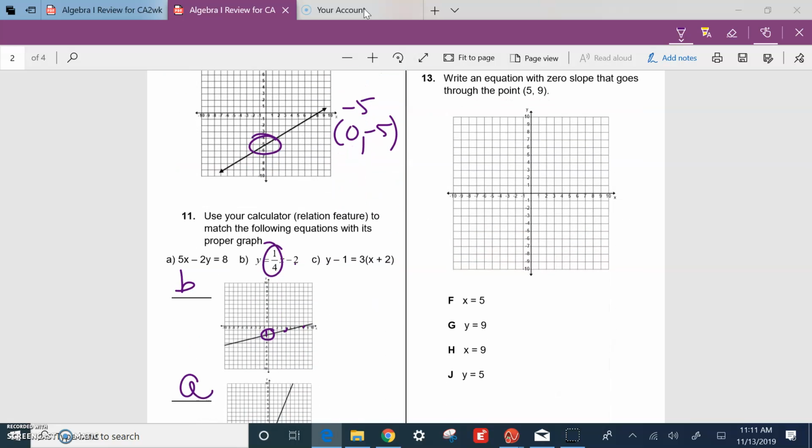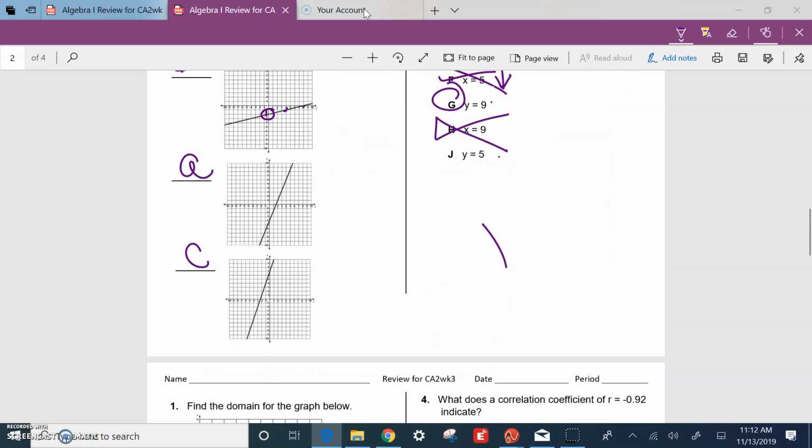Number 13. Write an equation with a 0 slope. 0 slope is a horizontal line. Horizontal line is y equals a number. The y coordinate is 9, so it's y equals 9. So it goes through the y-axis at 9. If you weren't sure, you would graph all your answer choices. Once you graph it, just like our first problems here, you would graph a vertical line. So you know that would be out, and this one would be out. It would be between these two, and then you would check the point. Obviously, your answer is G.